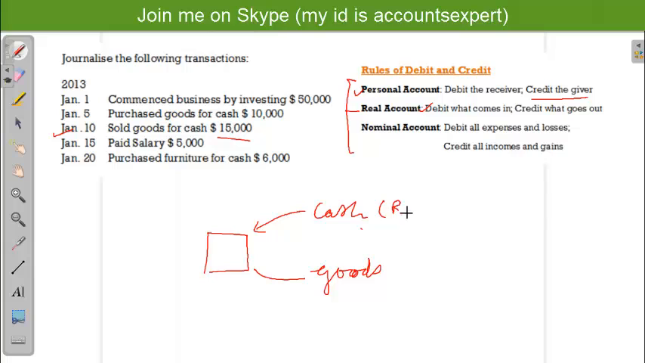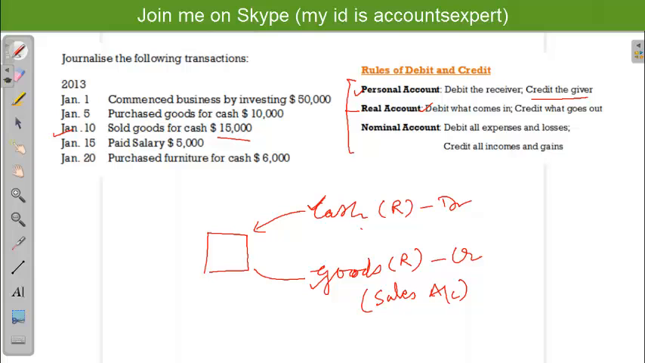And we know that cash and goods both are a real account, and the rule to record real account is debit what comes in, credit what goes out. So we received cash in the business, so debit what comes in, and goods gone out from the business, so credit what goes out. And the final conclusion is that to record this transaction in the books of accounts, cash account will be debited and goods account will be credited. But in place of goods account we will write sales account, as we are selling the goods, so we will write sales account in place of goods account.